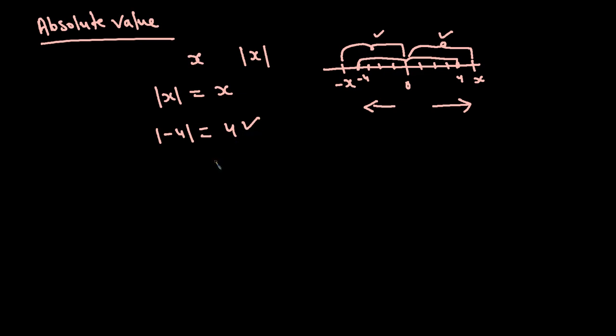So absolute value of x, denoted by this vertical bar, is the distance of x from 0 on the number line. Okay, so here if I wrote positive 4, it's going to be 4. So this is basically the distance between 0 and this negative 4. The same thing for here, the distance of this 4 from 0.